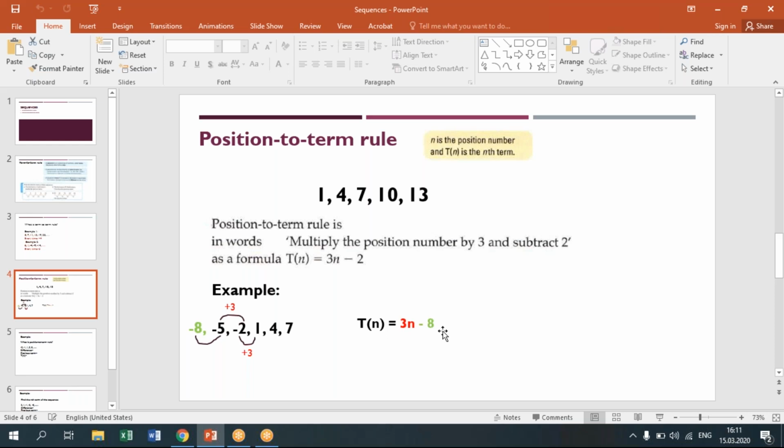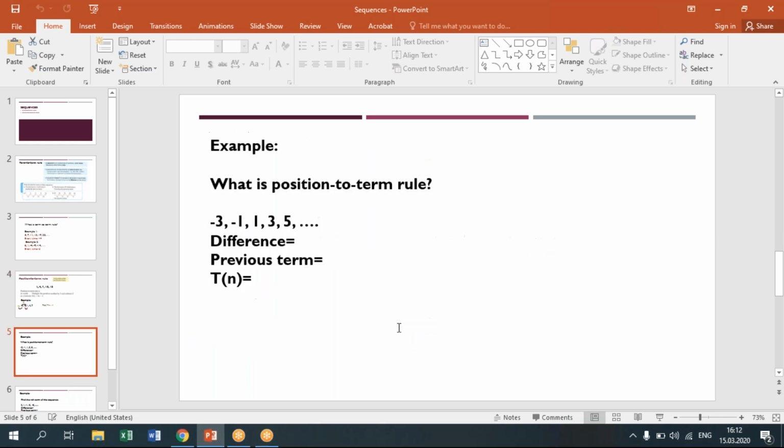You can also check it. For example, the nth term, n means the position. Negative 5 was the first element in this sequence. So let's find this negative 5. 3 times 1 is 3, minus 8, negative 5. So that's why the position-to-term rule will be like that. We checked it. Let's do it together.